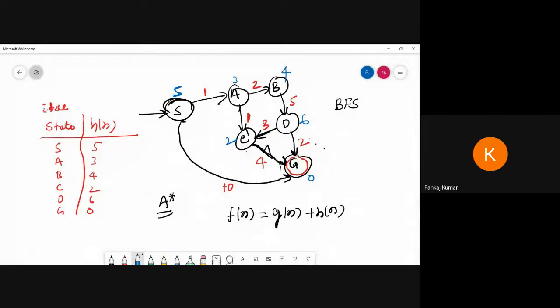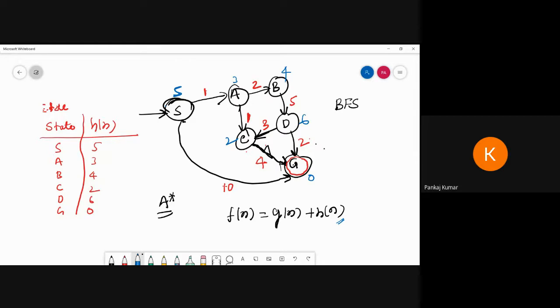Now see, h is the estimated cost to reach the goal. That means what is the value of S? The heuristic value of S is 5. Then it shows we can reach the goal from S with the estimated cost 5. It may be more than or maybe less than that, it is possible, but it shows that the estimated cost from S to the goal node is 5. Similarly, the estimated cost from A to G is 3, then B is 4, then D is 6, then C is 2, and like this.